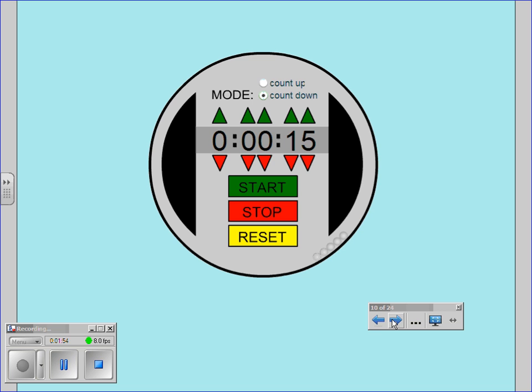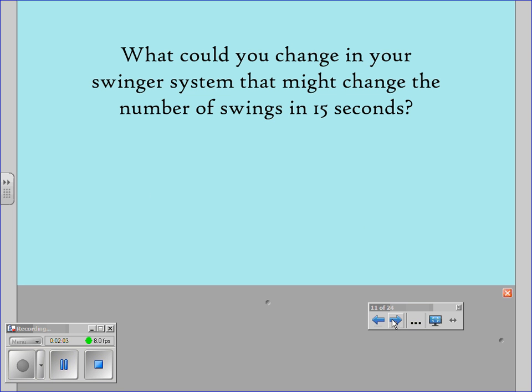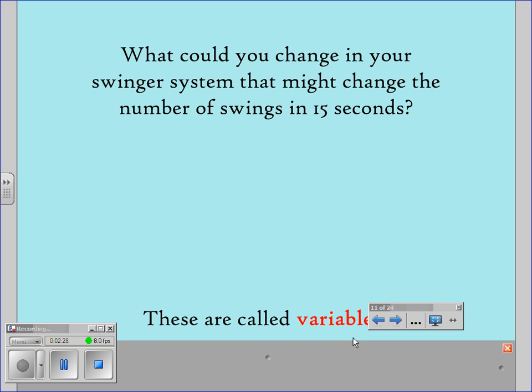Okay, so we did our time, 15 seconds. And when it was all over, we found out that the swingers would swing 12 times in 15 seconds. We talked about some different things you could change in your swinger system that might change the number of swings. For example, if I want more swings or less than 12 swings in that time period, what could I do? Some of the things we thought of were maybe changing the length of the string, adding or taking away some pennies, changing where we released the swinger at, using more force, and many other examples. All of those things are called variables. A variable is something you change in an experiment that might affect the outcome.